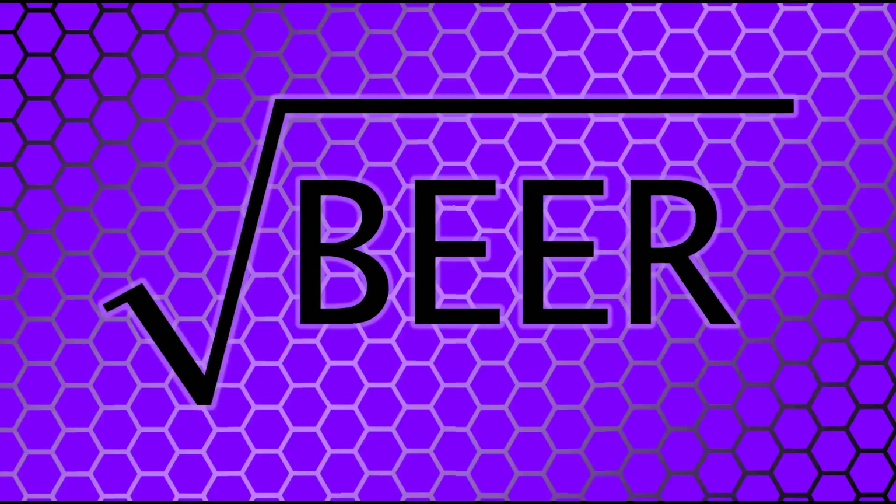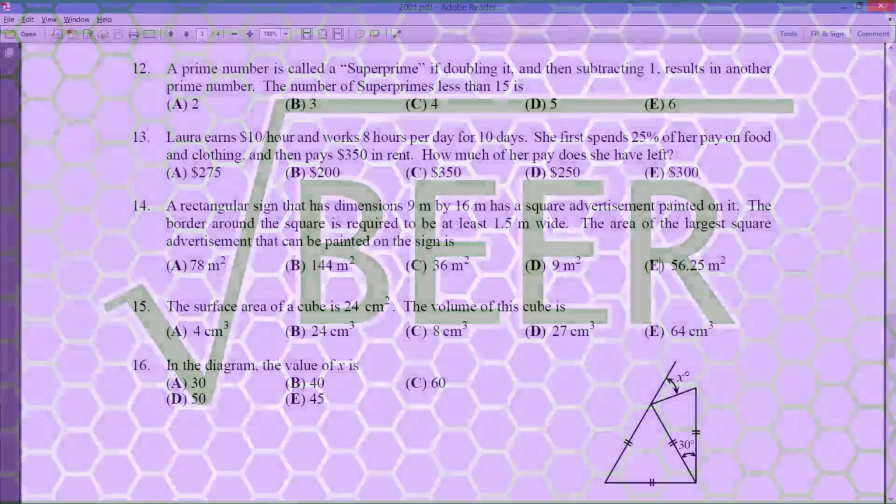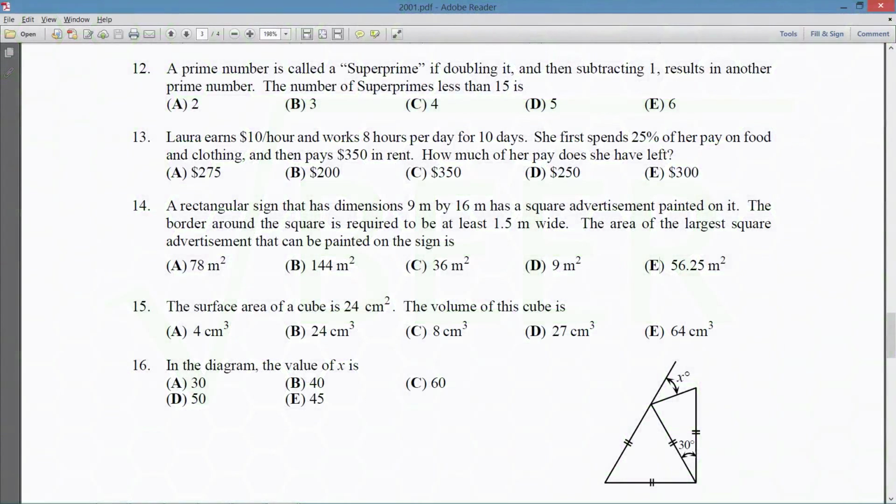Hello everybody, we're back taking a look at more of the 2001 Grade 8 Gauss paper put out by those folks at the University of Waterloo in their Center for Education in Mathematics and Computing. We're at question number 14 on this Gauss paper.